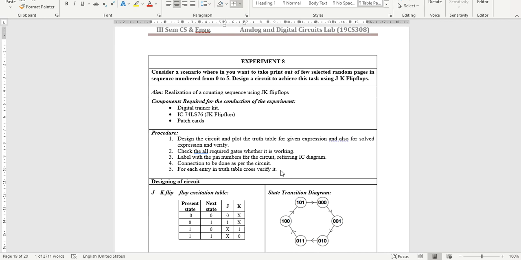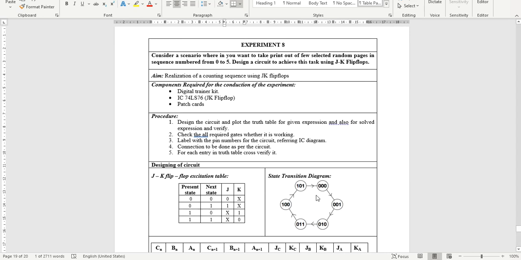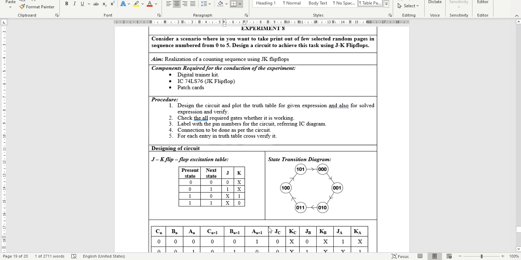So you are all very much aware of designing the counters. For designing a counter, you need the excitation table with respect to JK flip-flop, and at the same time, the counting sequence that is to be generated. That is to be written carefully in this experiment.